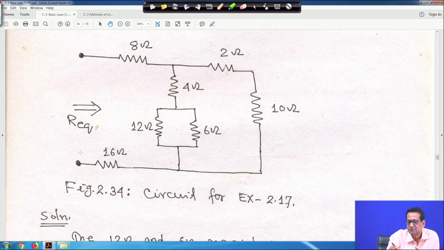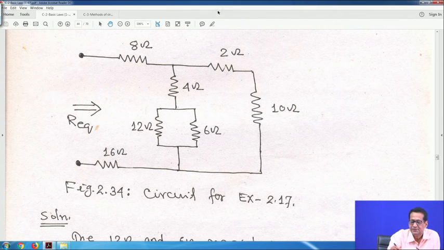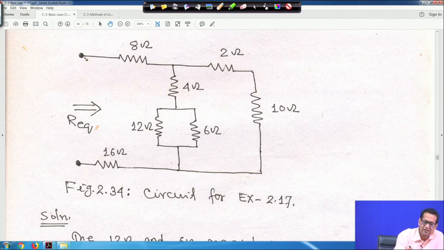That means Req is what you have to find out across this: what is the equivalent resistance across this terminal, this is your Req. You have to find it out looking from left to right. So, how will we do it? Let me clean it.